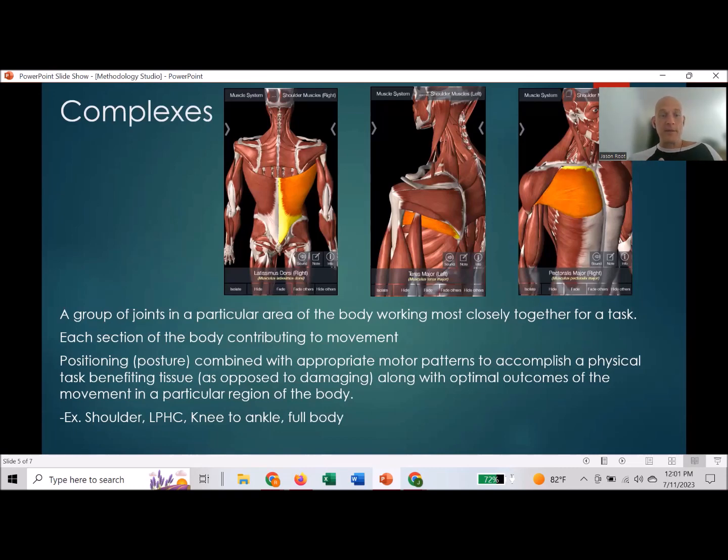But the positioning and posture of that joint specifically, in combination with appropriate motor patterns that are created by the nervous system, accomplish a physical task benefiting the tissue as opposed to damaging the tissue. And this is along with getting an optimal outcome of the movement in that region of the body. So if you're trying to throw a ball or something like that, you're not going to be apt to be injured because you attempt that task.